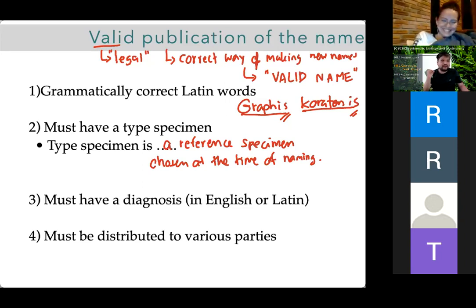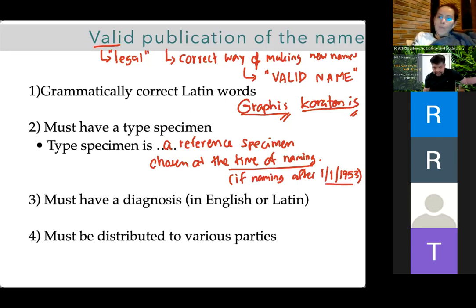But the rules are not retroactive. They add this requirement if naming happened after January 1st, 1953. You don't have to memorize this, just know it's after a certain date. Before that, they may or may not have the type specimen because that's a long time ago. But if you want to make them correct, you have to go back and find a type specimen. I'm going to talk about that a little bit. But from 1953 on, you have to have a type specimen, at least for plants. This is the date for plants. Zoology has different dates.